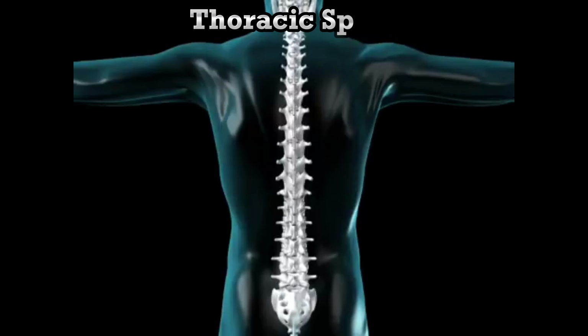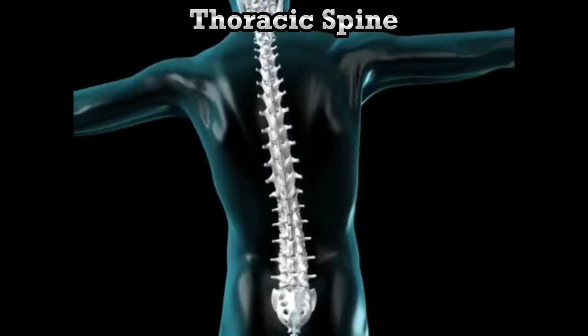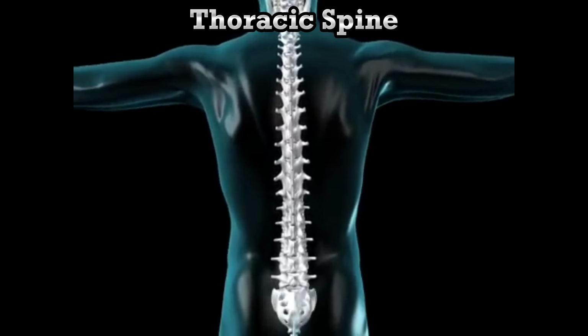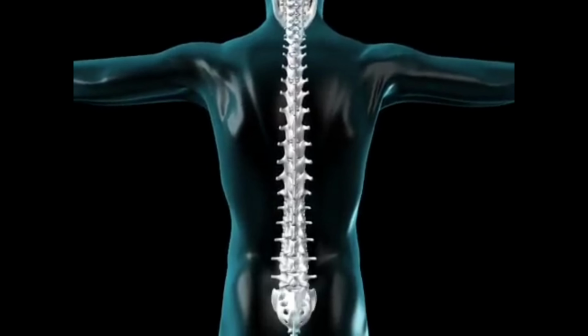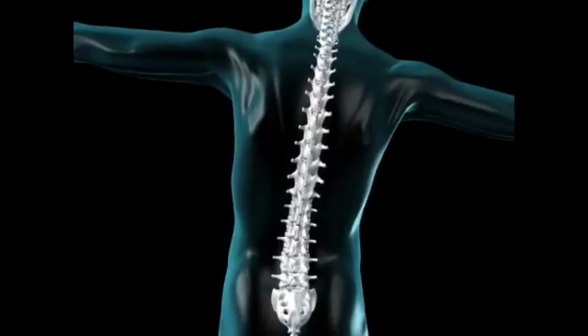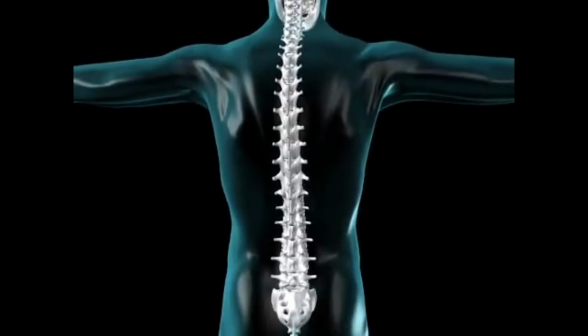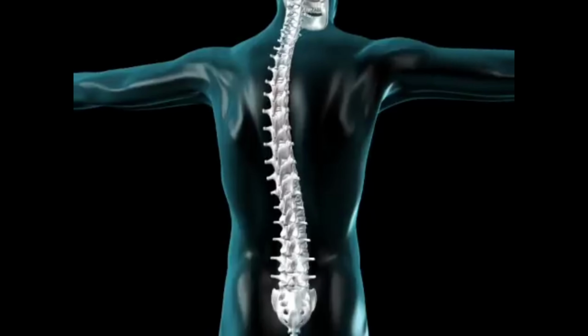Then comes the thoracic spine, which consists of 12 vertebrae. There is greater restriction on rotation and extension, along with mild restriction on flexion and lateral flexion. In other words, a person with a thoracic capsular pattern will find it challenging to twist their trunk and bend backward, but they may also find it challenging to bend forward and to the sides.